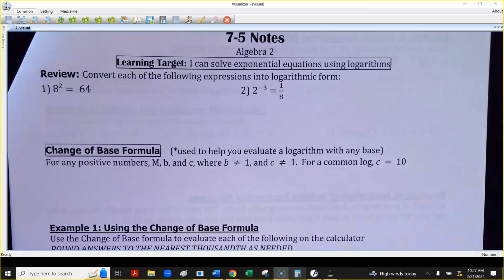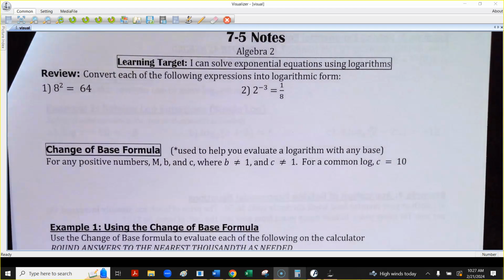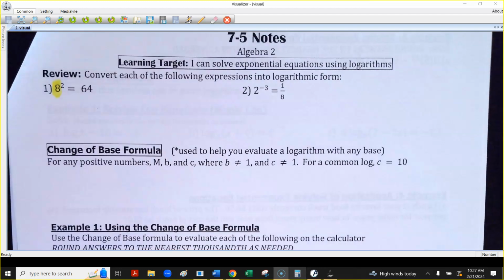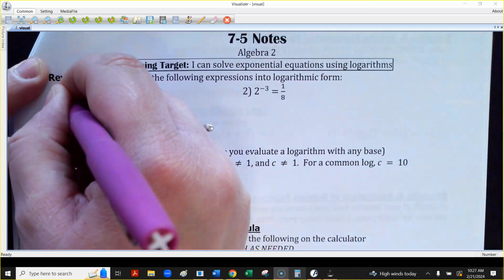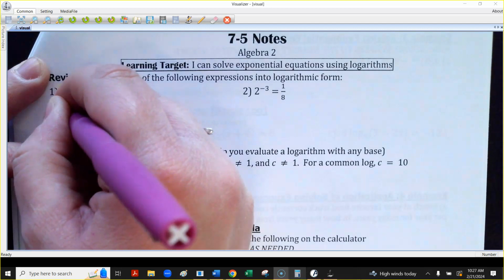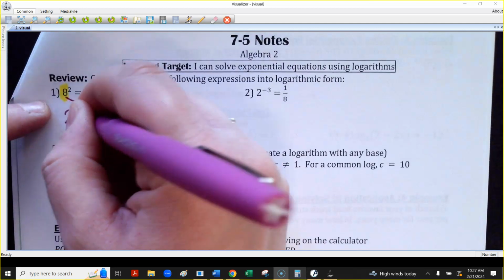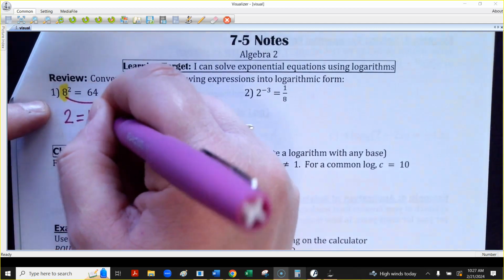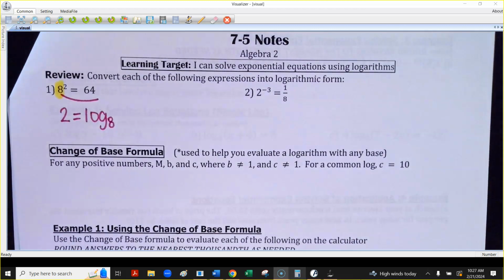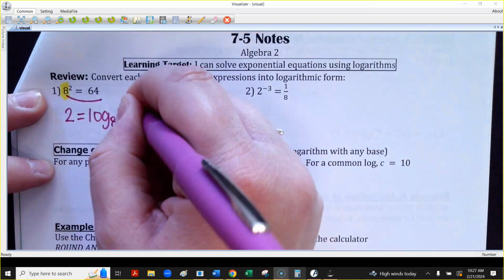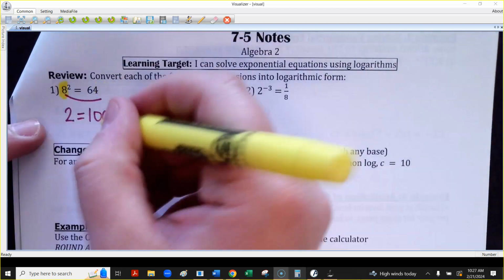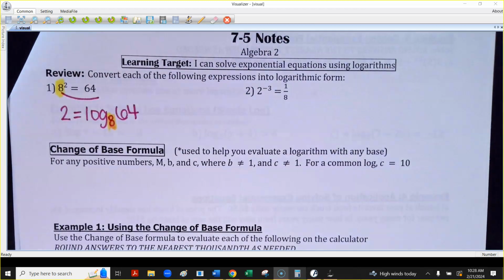To write this as a log, so this is exponential form. Most of the time we're getting it out of log form and putting it in exponential form. I'm going to put this in log form. So this is going to swing right across this equal sign. When you do that, the 2, the exponent, comes down on the level with the rest of the question. The base of the exponent becomes the base, or the little subscript, for the log, so it'd be log base 8 of 64. So the base of the exponent becomes the base or the subscript of the log when you convert that to log form.